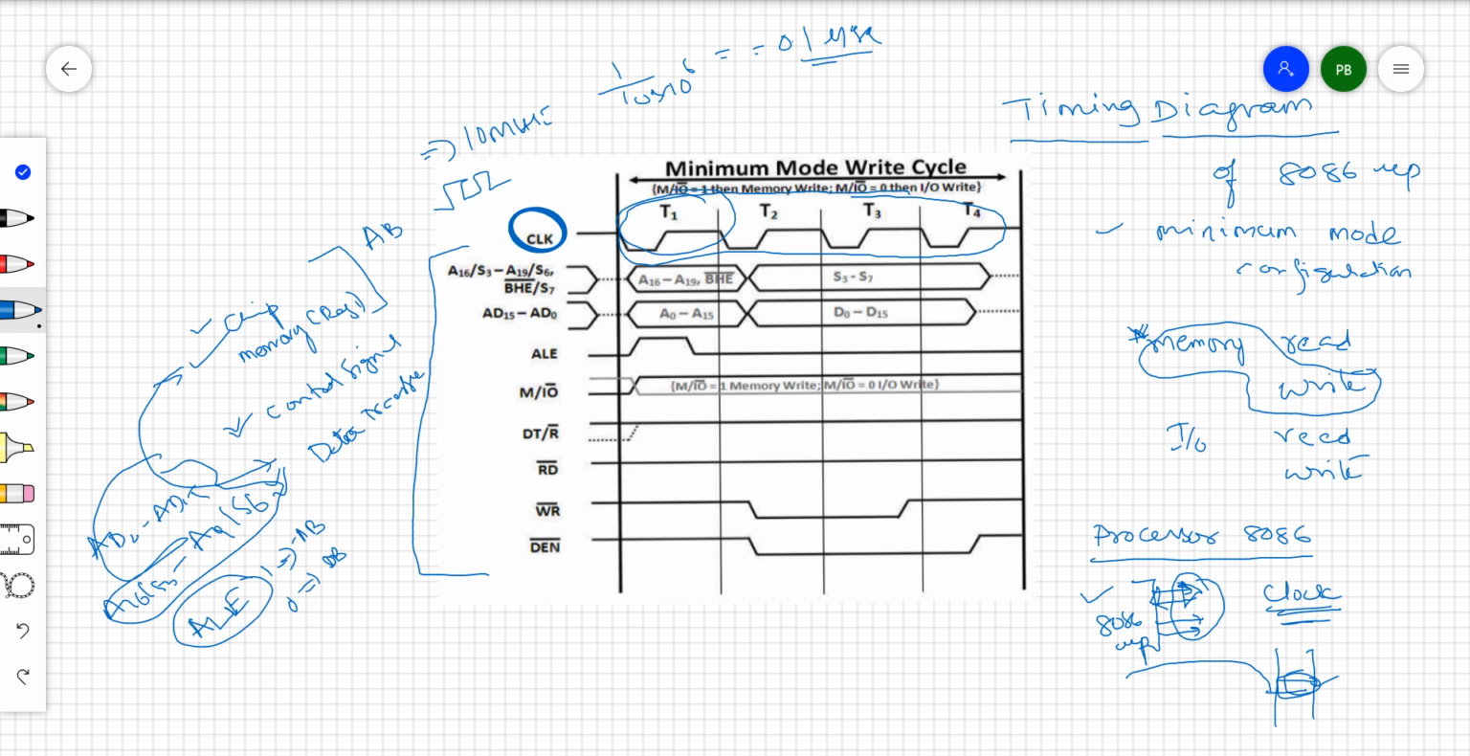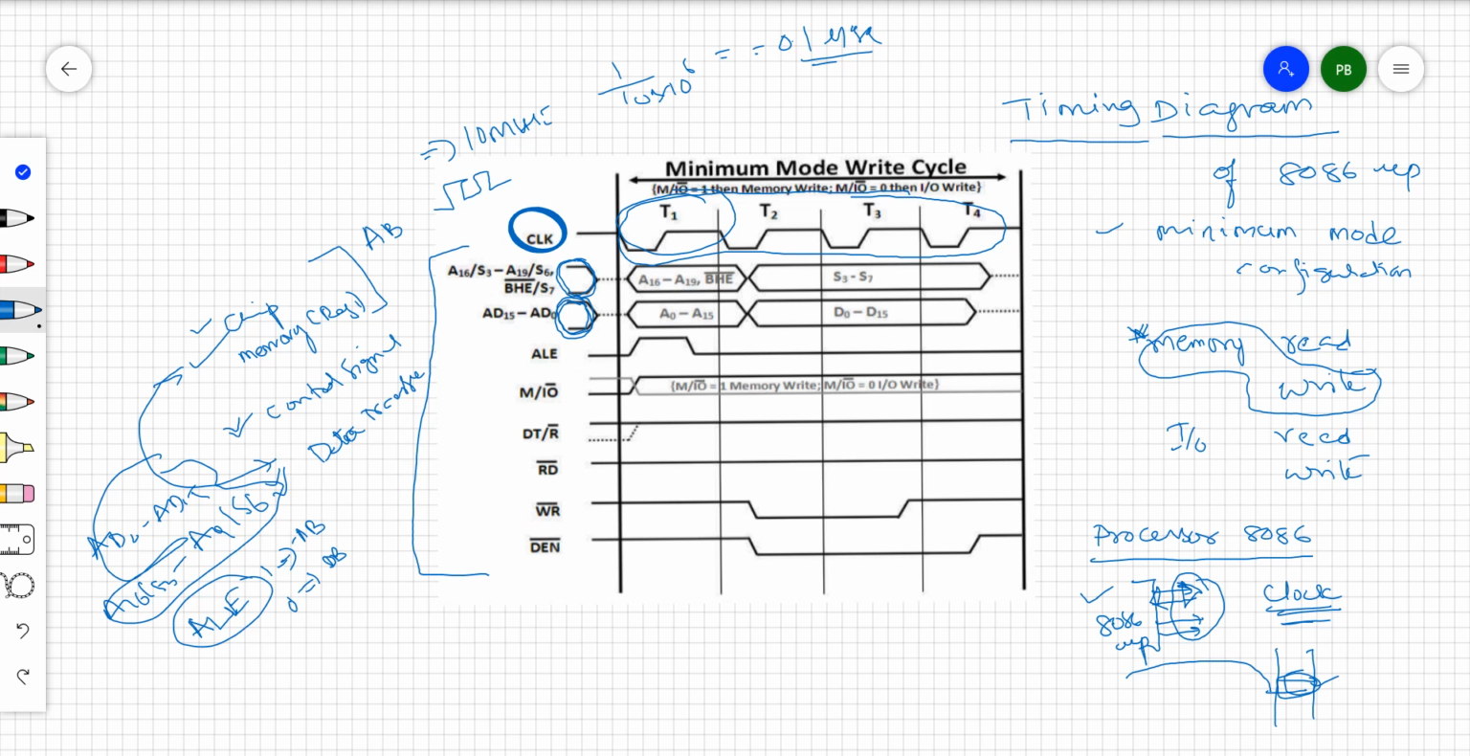Look at this address and data bus. These 16 lines are there, and these 4 pins are there. These 16 pins are multiplexed with the data. These 4 pins are multiplexed with status. A16 to A19 is multiplexed with status, so A0 to A15 is multiplexed with data.